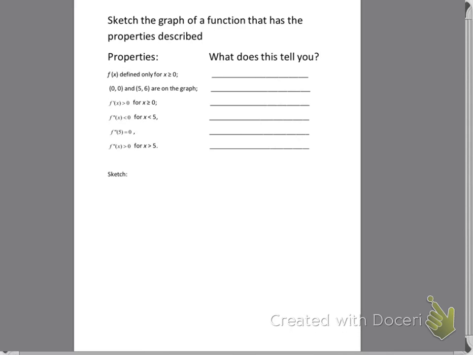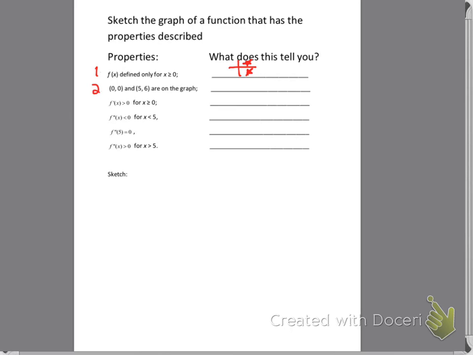So, for example, the first property is that f of x is defined only for x greater than or equal to 0. What does this tell us? Well, it tells me that my function is only defined in either the first or the fourth quadrants or both. Those are the only quadrants where my x is greater than or equal to 0. It can also be at the point 0, 0.